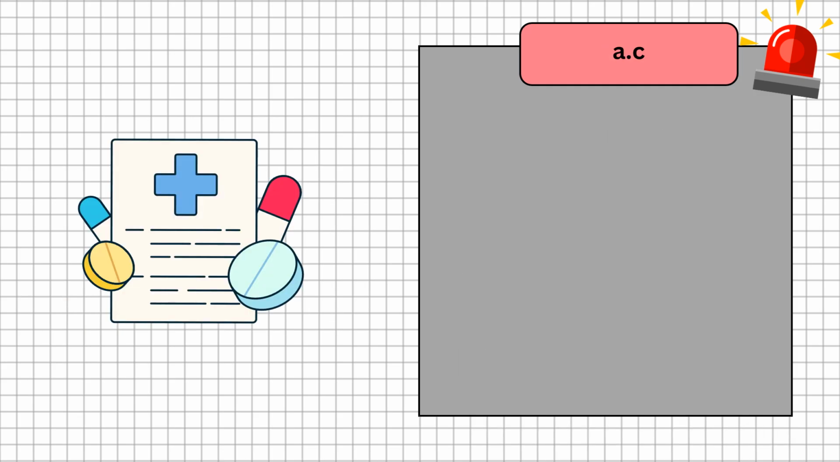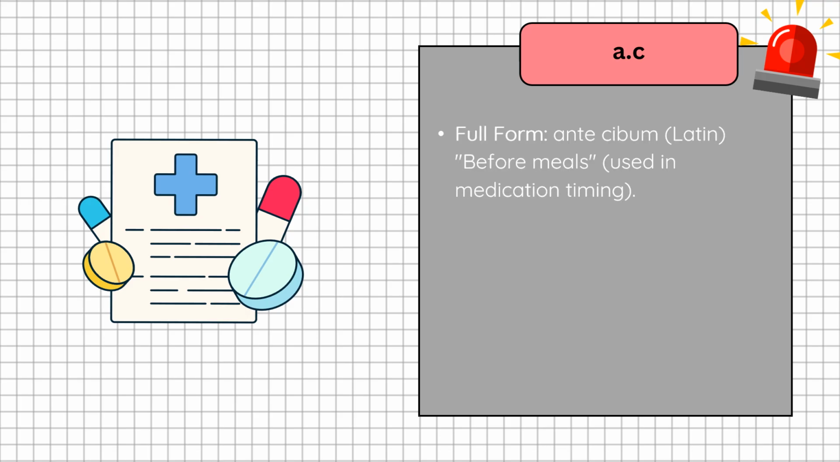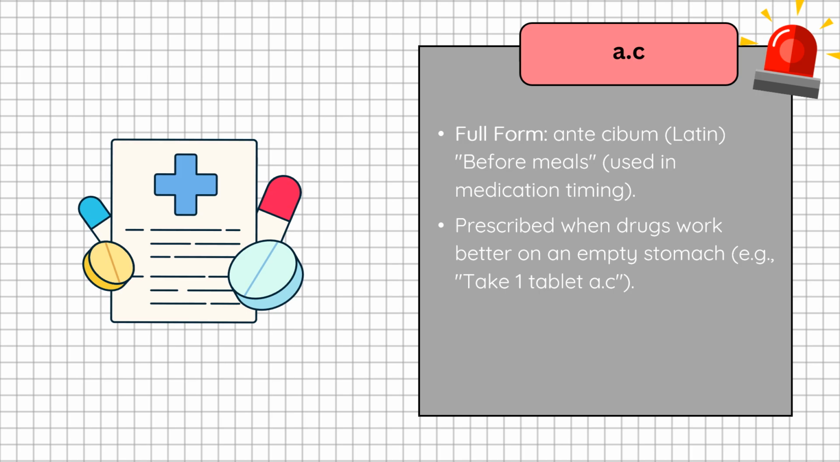The next abbreviation is AC. It is derived from Latin, ante cibum, which in English means before meals. So this abbreviation is mostly used on prescriptions to describe the medication timings. It is used to prescribe when drugs work better on an empty stomach. For example, take one tablet AC. It means take one tablet before meals or on an empty stomach.